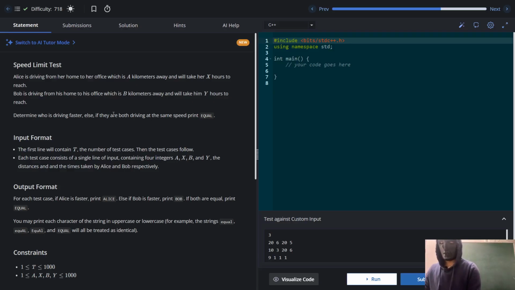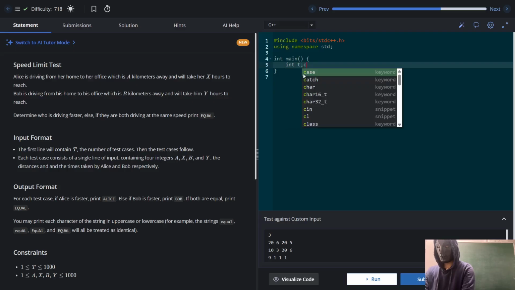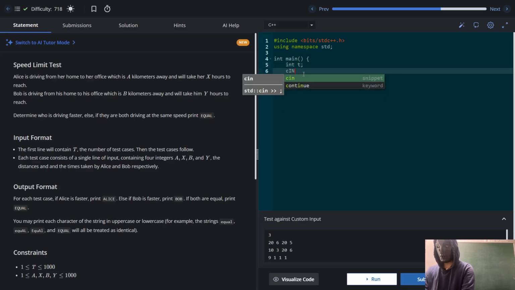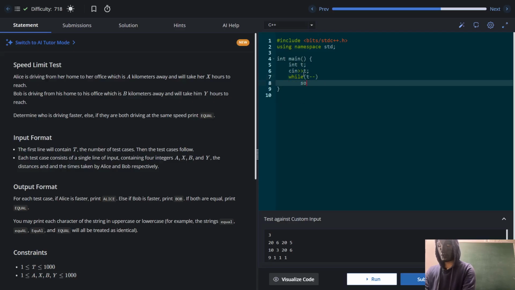I think this is a very basic question, and it is a physics related question, linear kinetics. So let's take the input and then I'll explain you on the board. The first line of input will contain t denoting the number of test cases. So let's take integer t, and take its value, while t minus 1. This will take care of all the test cases. For every test case we'll call a function solve.